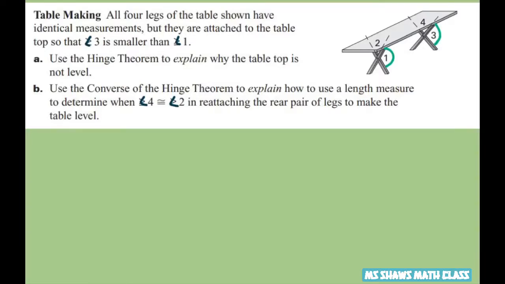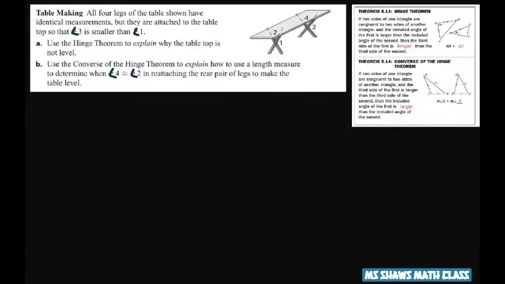And then use the converse of the hinge theorem to explain how to use the length measure to determine when angle 4, this one, is congruent to this one in reattaching the rear pair of legs to make the table level. So the first one, we just have to explain why it's not level.